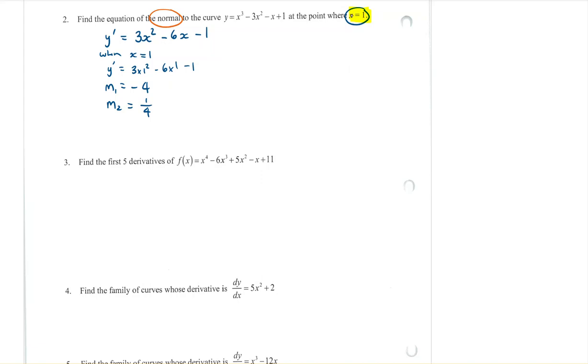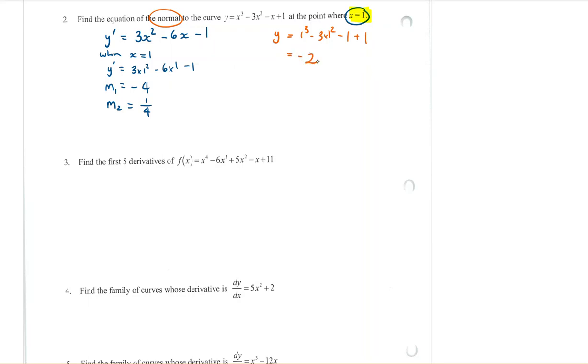Now you sub in, correct, but please be careful where you sub in. Unfortunately, it happens all too often that people will sub that back into the derivative again. Don't sub into the derivative. You're subbing into the original equation to find the y value. So that's going to be y equals 1 cubed minus 3 times 1 squared minus 1 plus 1. And I believe that equals minus 2.